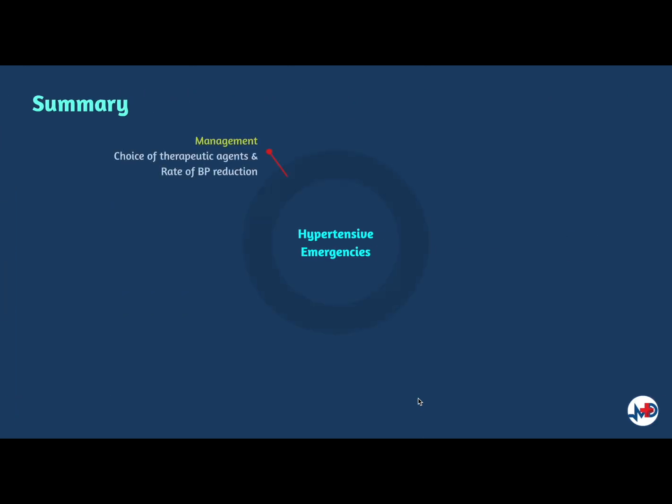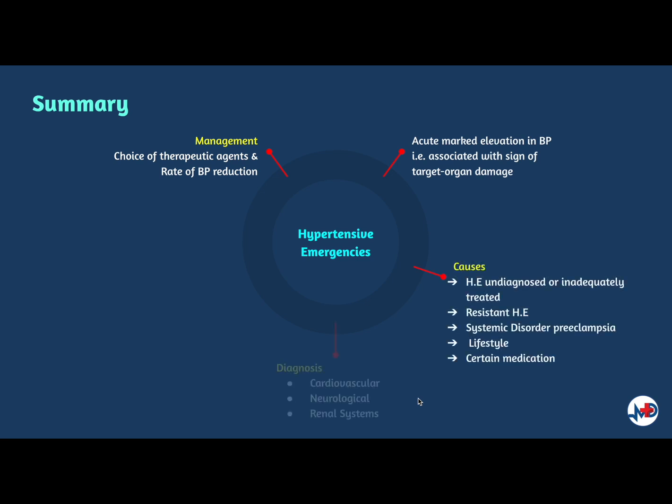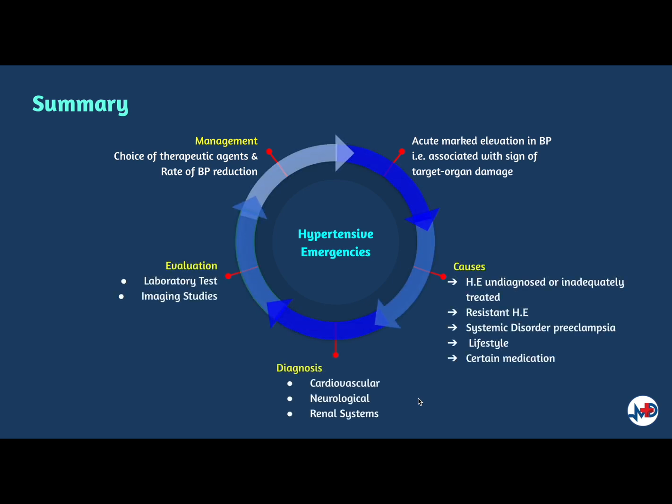Now let's summarize. Hypertensive emergency is a state of an acute marked elevation in blood pressure that is associated with signs of target organ damage. These can include pulmonary edema, cardiac ischemia, neurological deficits, acute renal failure, aortic dissection, and eclampsia. If the patient has acute worsening of organ function, then the blood pressure needs to be decreased aggressively. In all other cases, the blood pressure should be lowered gradually to prevent further dysfunction of the brain from low cerebral perfusion.